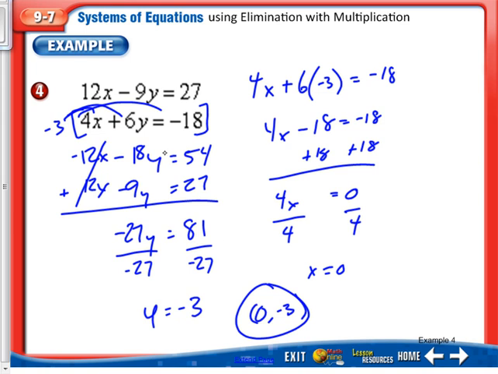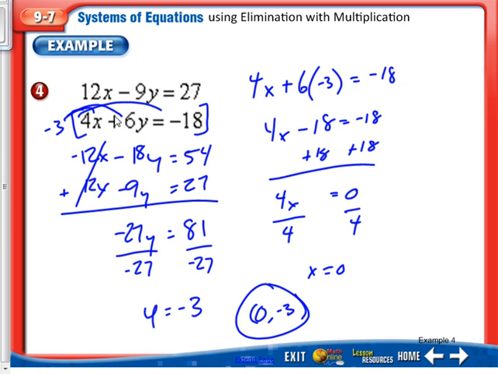Again, if you want to check these, you can plug these in. Let's just go ahead and do that. 12 times 0, we know that's 0, minus 9 times negative 3. So negative 9 times negative 3, that's going to be positive 27. So it does work there. For that equation, you could check the other equation. It works just fine as well.